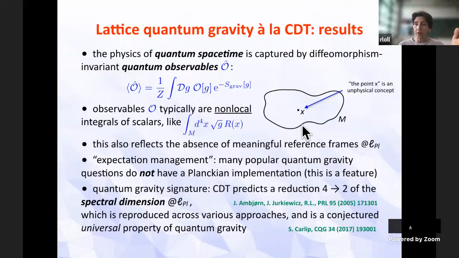Now, this is pure gravity. A point X and a field at a point X is not a diffeomorphism invariant statement, and the same holds here. So our observables are typically non-local integrals of scalars. The simplest example would be to take the Ricci scalar and integrate it over all space-time. Then you get an observable. So this is the type of thing we can study.